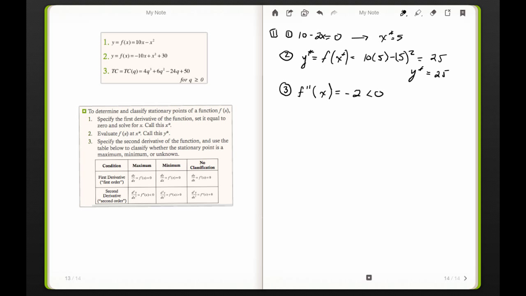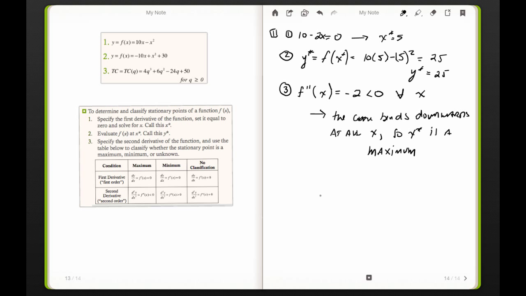And I see that this is less than 0 for all x. This upside down A means for all. So no matter what value of x, no matter where we are along the curve, this tells me that the curve bends downwards at all x, including x star. So x star is a maximum. X star is a maximum.